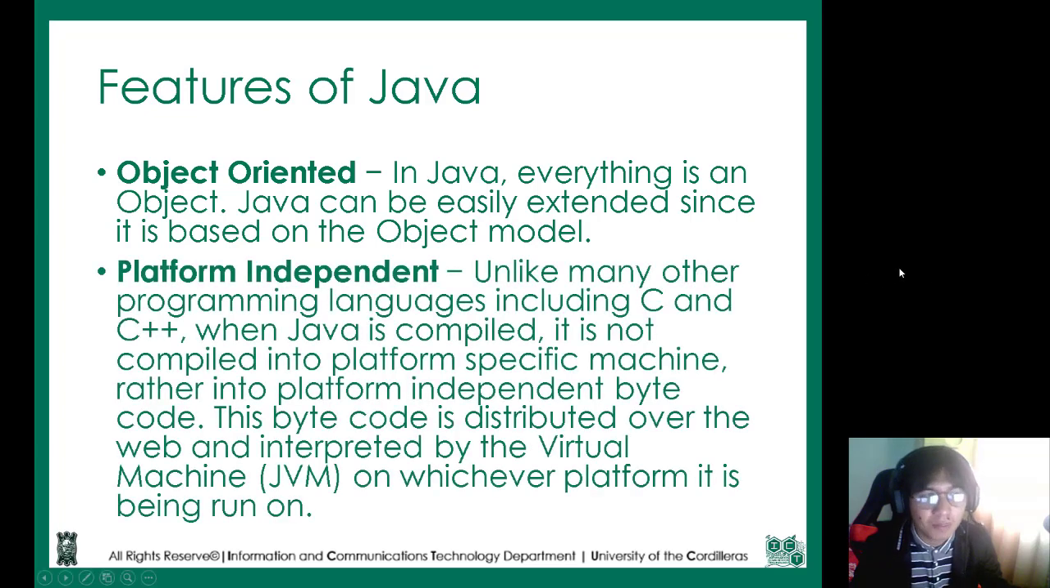And it's platform independent. Meaning, when Java is compiled, it is not compiled into platform-specific machine code. It can run on any platform as you may wish. As I have said earlier, Java can run on Mac OS, on Linux, on Unix, and so on.